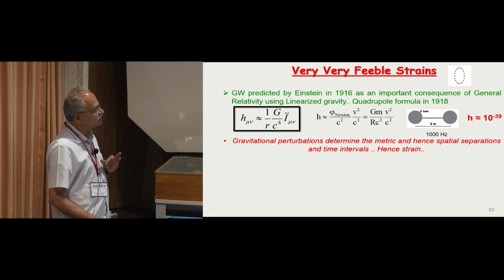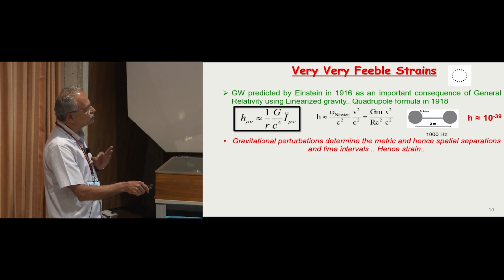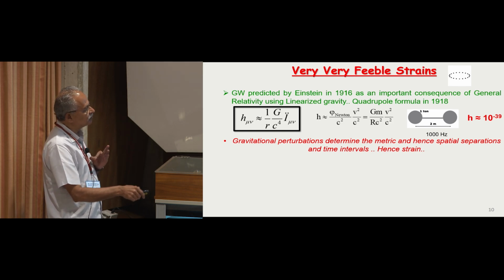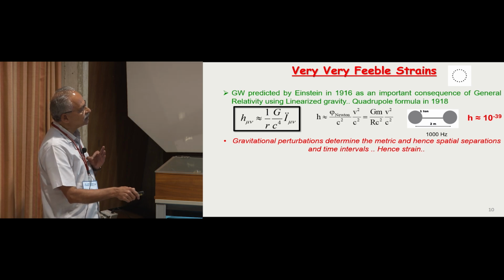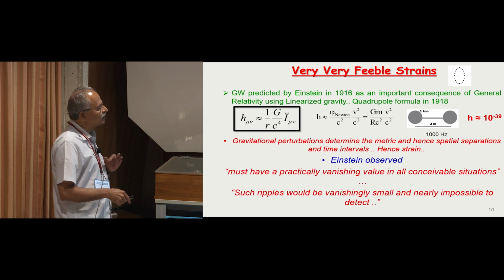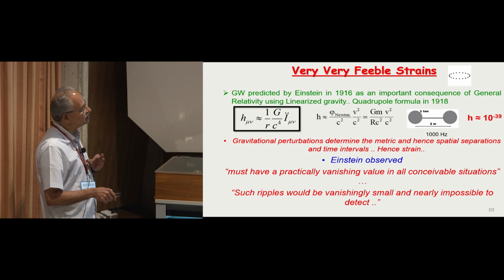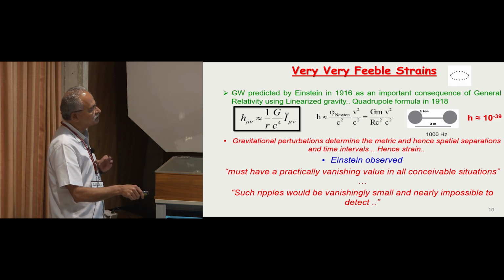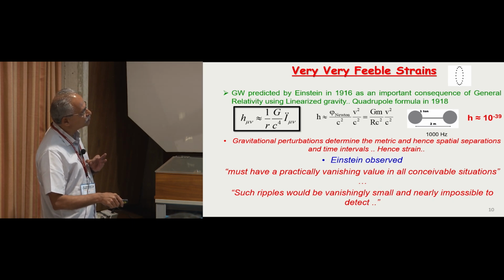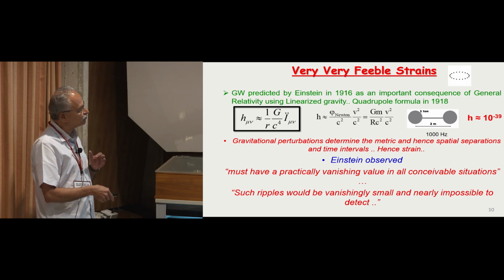simple combination. So if you numerically evaluate it for a dumbbell consisting of 2 lorries, for example, separated by a couple of meters, rotating at about a kilohertz, then the strain comes out to be 10 raised to minus 39. So this is a very, very small number, and Einstein therefore realized that it must have a practically vanishing value in all conceivable situations. Such ripples would be vanishingly small and nearly impossible to detect. And he was right. It almost took a century before we made the first detection of gravitational waves.